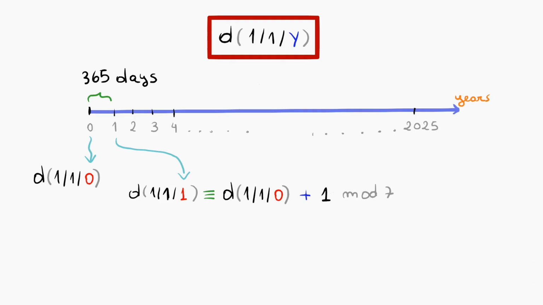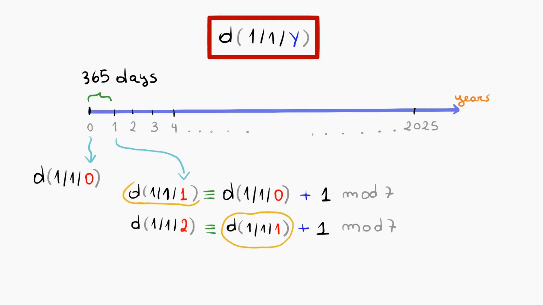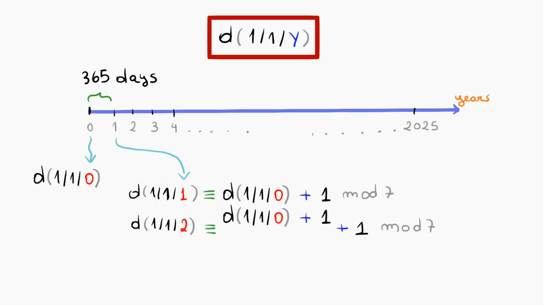Similarly, to obtain the day of the week for January 1st of year 2, we add 1 to the day of the week for January 1st of year 1. Since this variable is congruent with the sum of the day of the week for January 1 of year 0 plus 1, we substitute this into the formula to obtain the following expression.